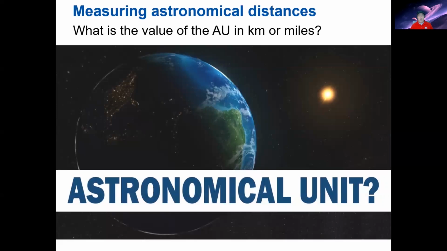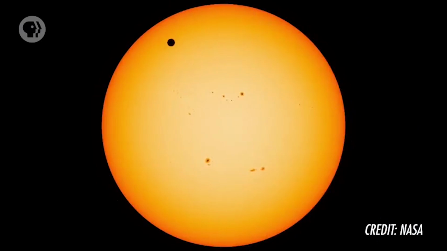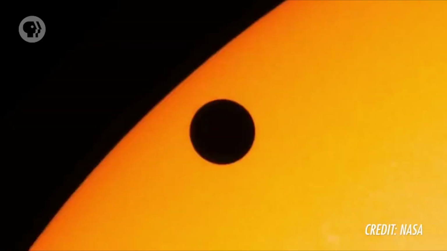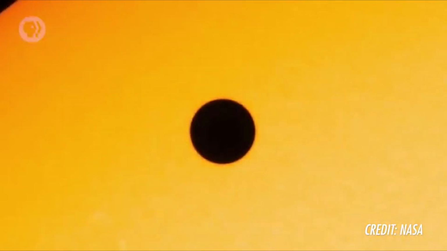But for a long time, we didn't know the exact value of the AU in miles or kilometers, and could not calculate the distances between planets using these units. Astronomers tried different methods to calculate the value of the AU, including using the transit of planets like Mercury and Venus across the face of the Sun. But the values were not very accurate.